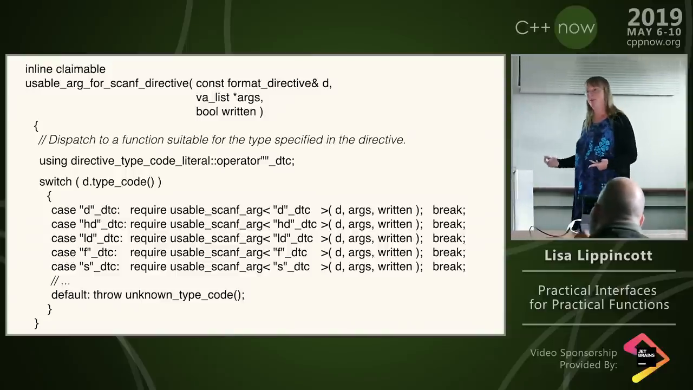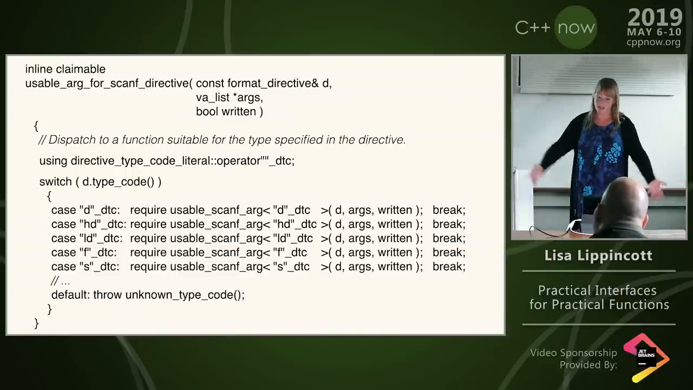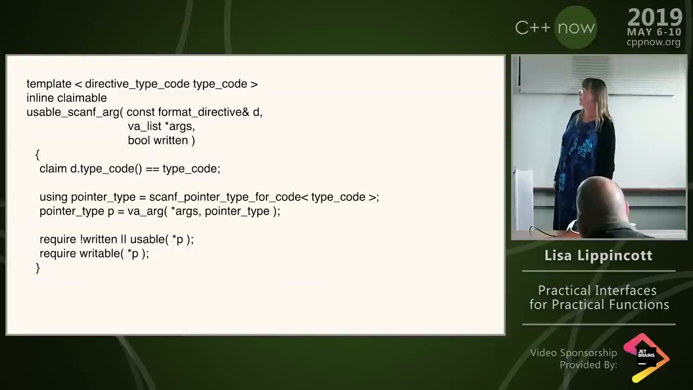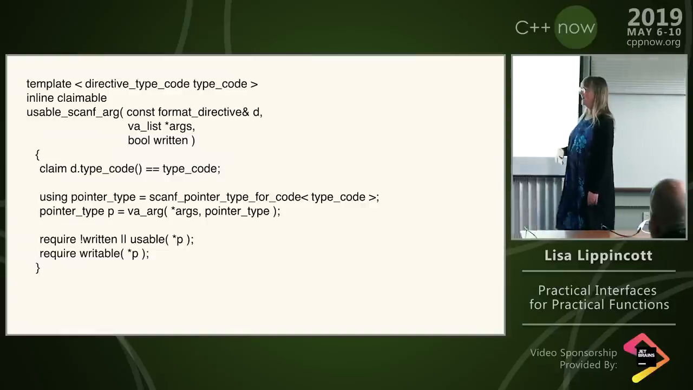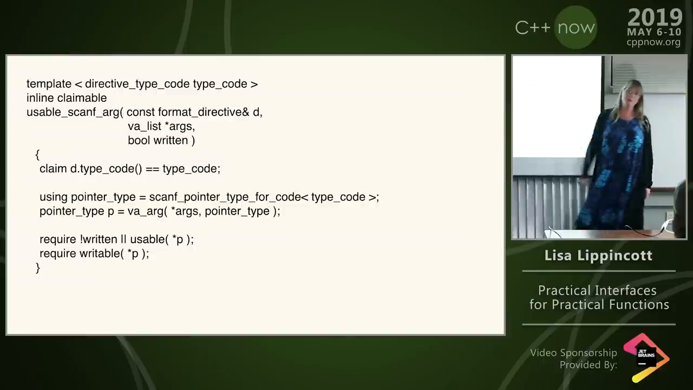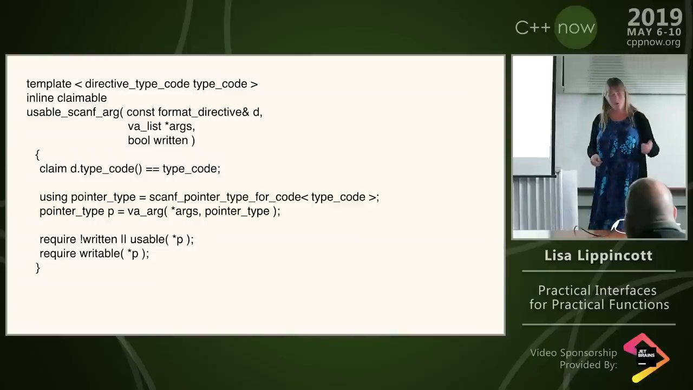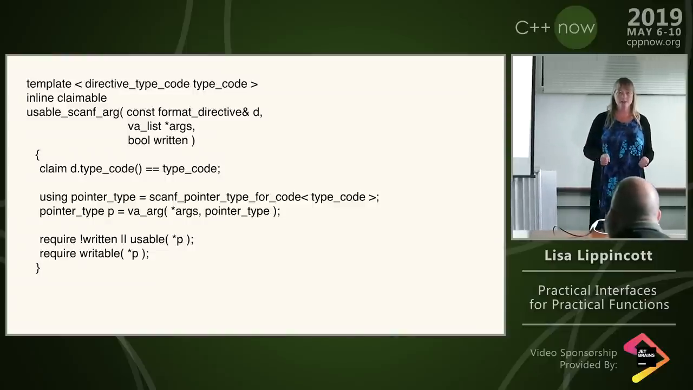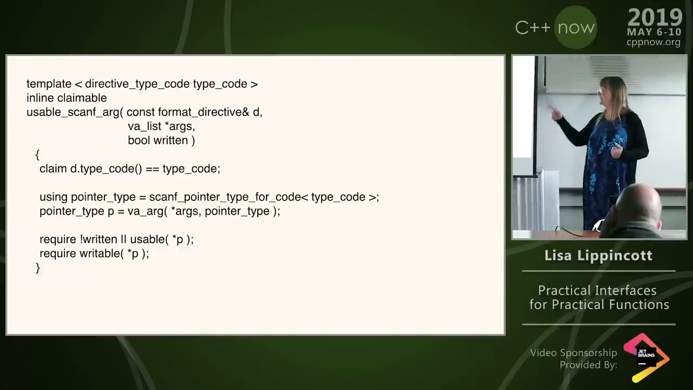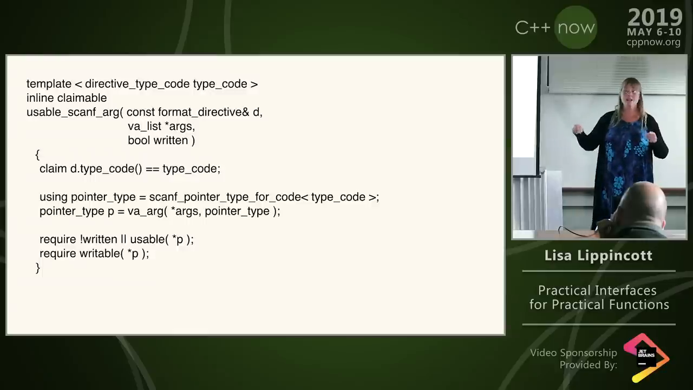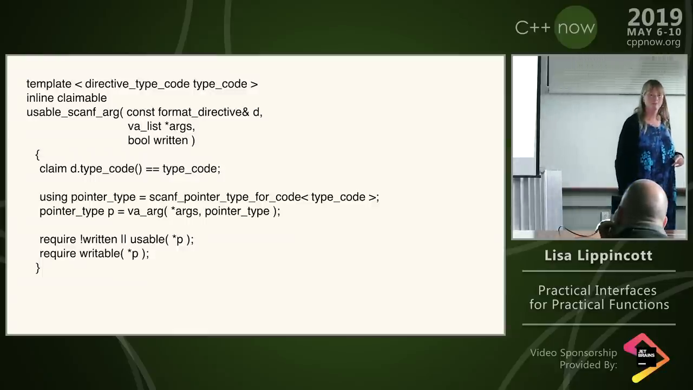And we need a compile time type code because the different type codes tell us what type to pull out of the argument list. And that, of course, is the next thing we're going to do. Usable scanf arg, now that it's templated, can pull something out of the argument list using the va_arg macro, which you have to pass a type to. And the va_arg macro not only pulls out the next argument, but also increments something inside of the va_list, so that the next time you use it, you'll get the next argument.